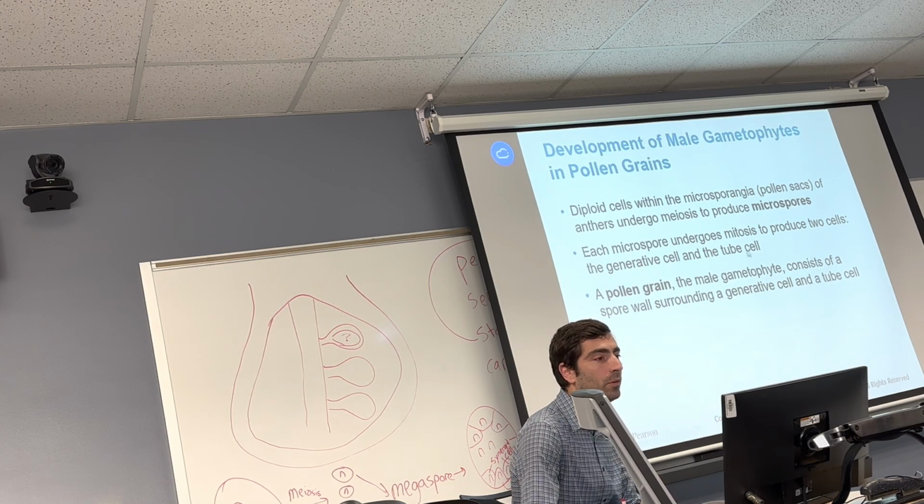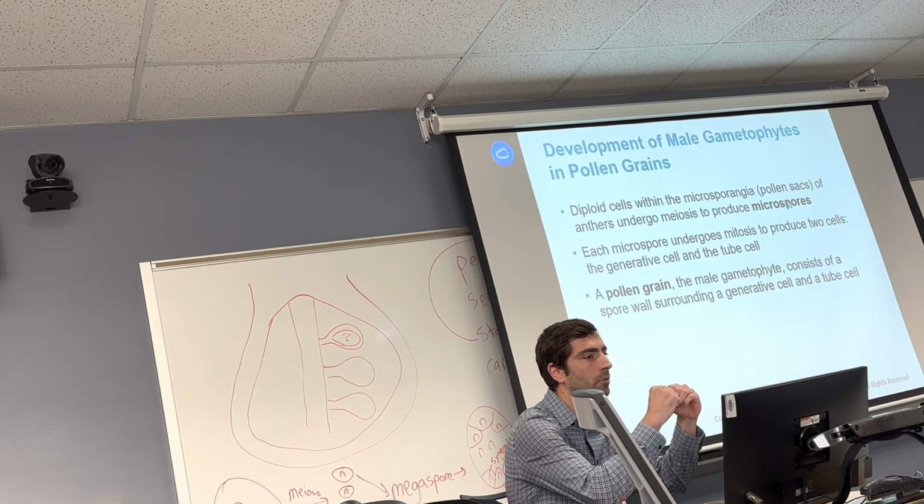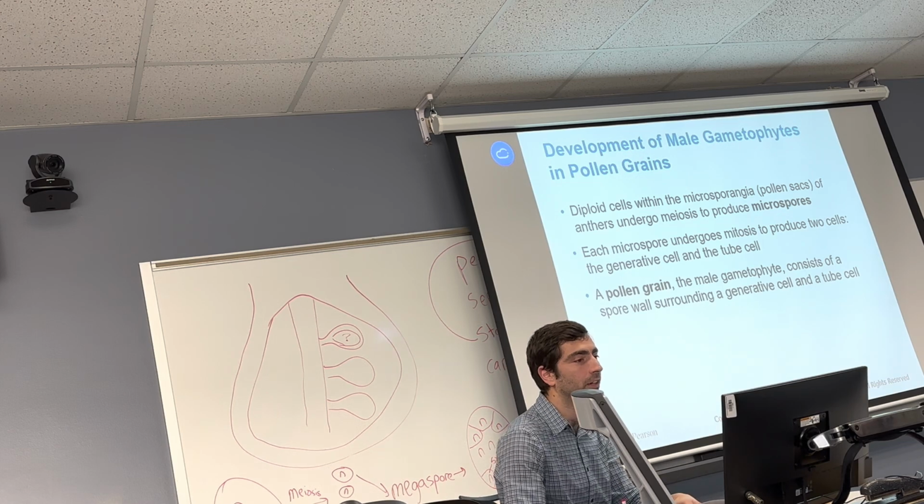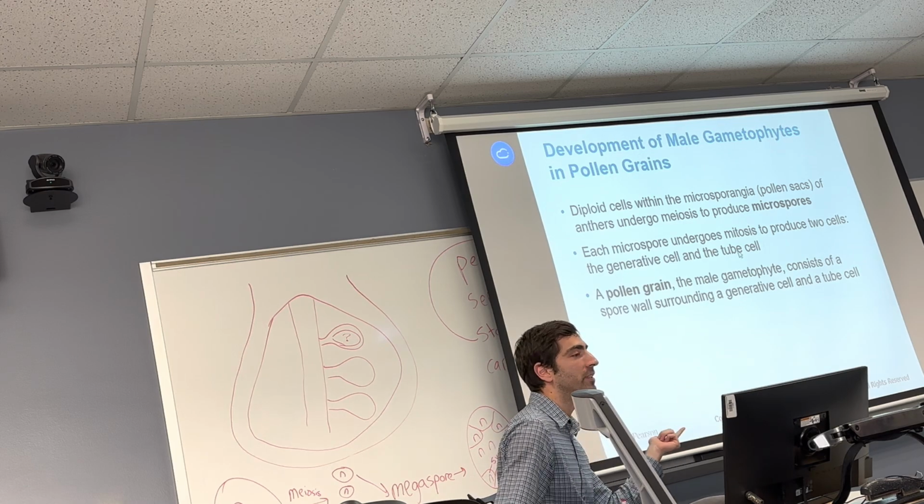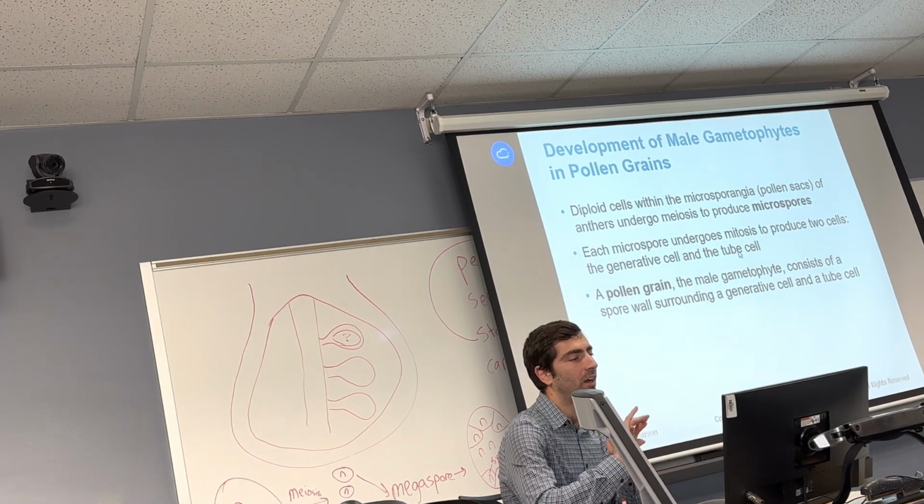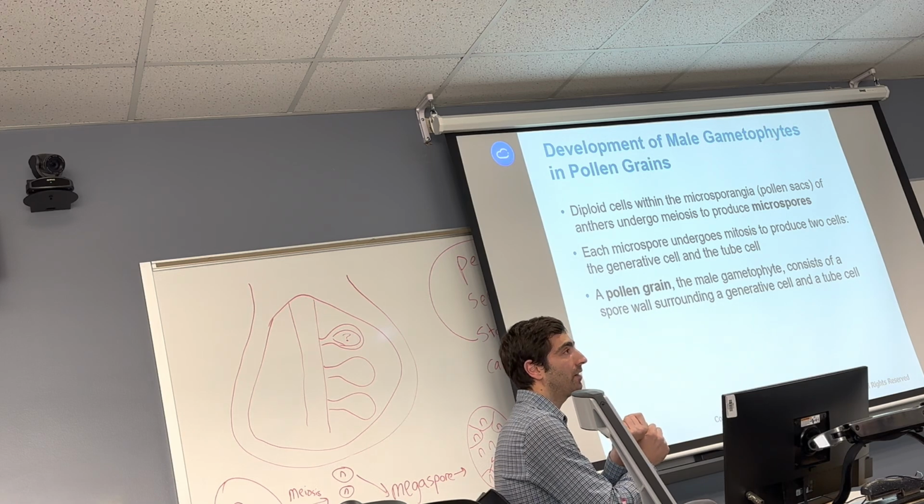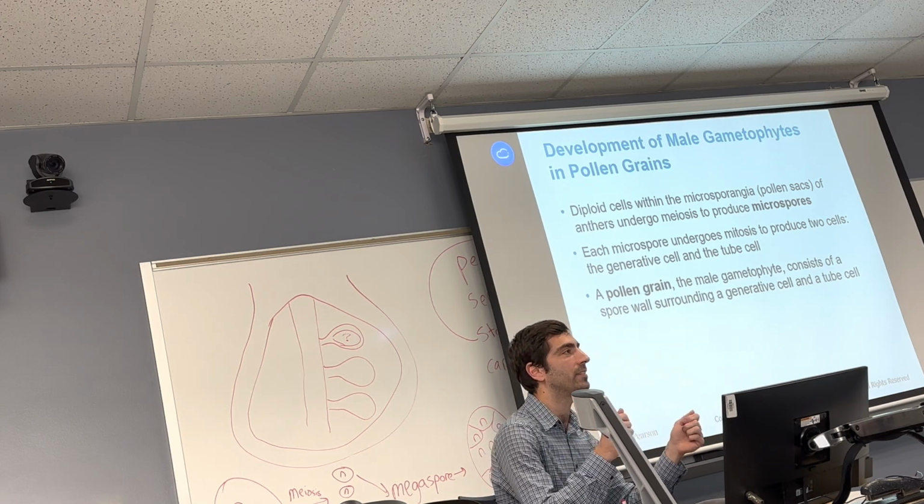And all it will do is undergo meiosis, forming two microspores, and then they undergo mitosis to produce one generative cell and one tube cell. So all that means is the generative cell is going to be what fertilizes the egg.